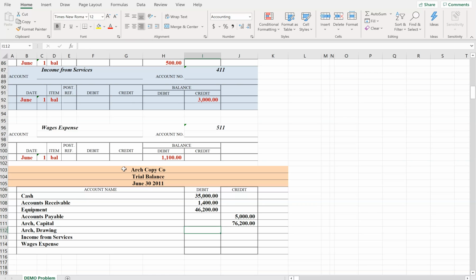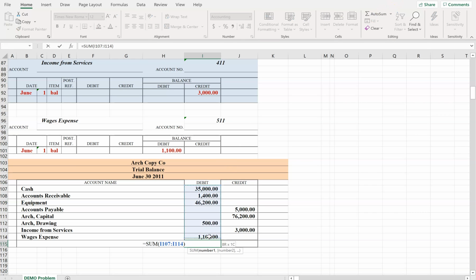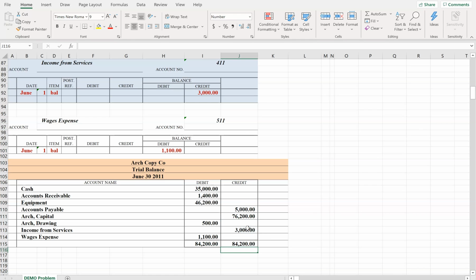Drawing, we did nothing, but there was a previous balance, a debit of 500. Income from services, again, nothing but a previous credit balance of 3,000. And wages expense 1,100. Now, if we did everything right, we should be able to auto sum these 2 columns and see that they will be equal to each other. And we are done. Okay, so that is the process of taking journal entries, posting into the ledger, updating the ledger as you go along, and then creating your trial balance.